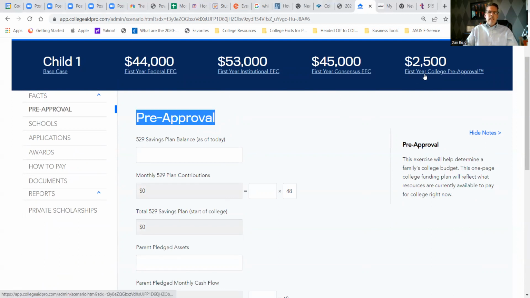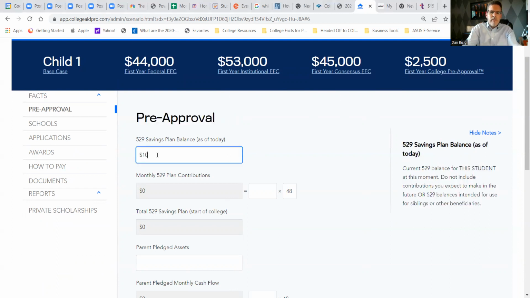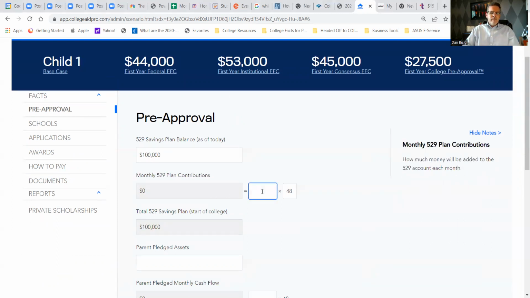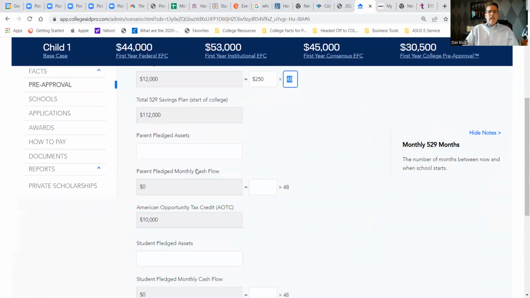Now, from the beginning, based on the income alone, it's already said that you qualify for $2,500 a year. I'll explain that in just a minute. But let's say that you have $100,000 sitting in a 529 plan for this particular child. And let's say that you're going to continue to put $250 a month for the next 4 years into that 529 plan. So you can see what this does is it takes you up to $112,000 worth of assets alone in the 529 plans. In addition to that, you could always decide that you're going to give your student a little bit of extra spending money per month. I'm not going to worry about that right now, or even, just plan for cash flow that you're going to provide.